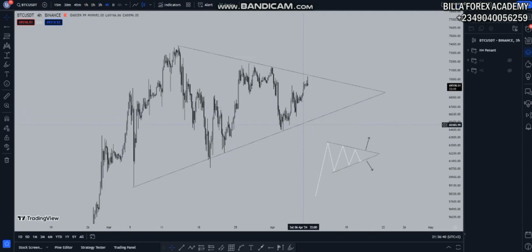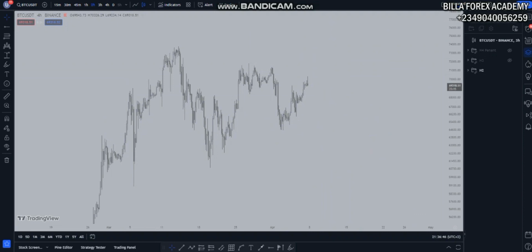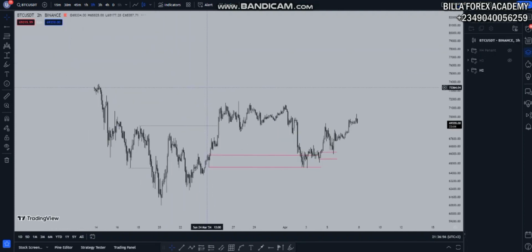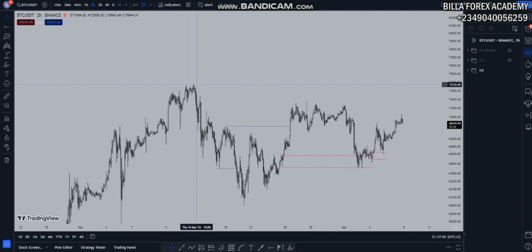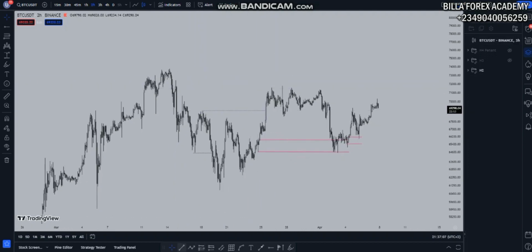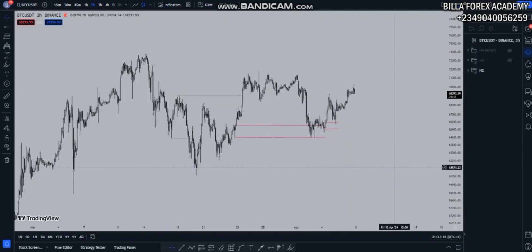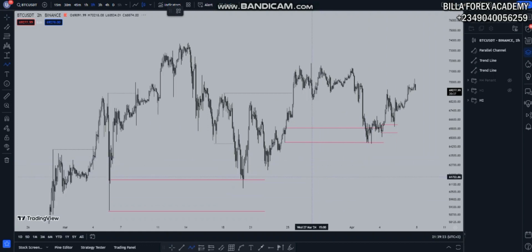Just for extra confidence, let's go to the 2 hours time frame to see what the structure is telling us. BTC is moving in an uptrend. So we want to see price take out this extreme high, our external range liquidity, that was the all-time high at 73,500. That was this high over here. So yeah, I want to see price take out that high. This is what we're looking for.